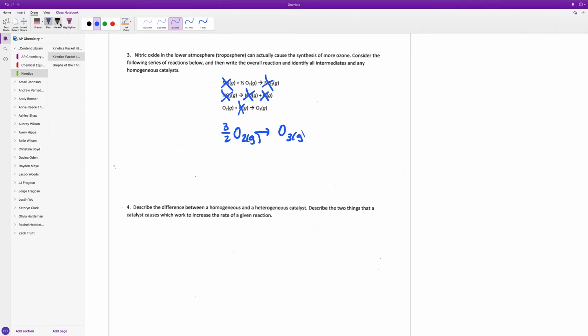Okay, so let's go back and see what we're crossing out. Intermediates are things that get formed and then react away. So the NO2 is forming and then reacting away, as is monoatomic oxygen. So we are identifying the intermediates, things that get formed and then react away. So our intermediates are nitrogen dioxide and monoatomic oxygen.